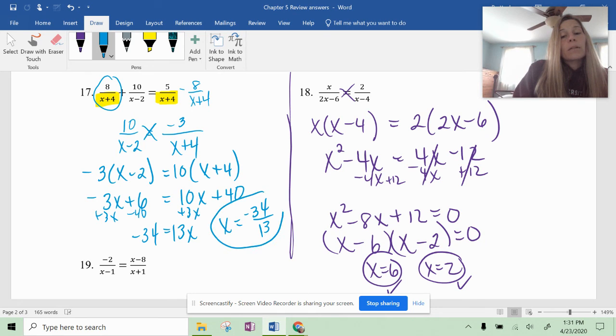Now, I believe we did this exact same problem when we did the notes section, and believe it or not, the solution does work out. It's not extraneous.